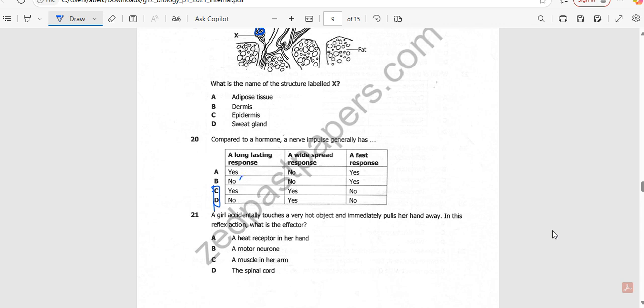Then, where is the hormone and nerve impulse? Okay, so a fast response compared to a hormone, a nerve impulse: yes. Long lasting: no. Then widespread response. So you have the same answers here and here, so the only part to consider is this part. So the answer is B. This is our answer.